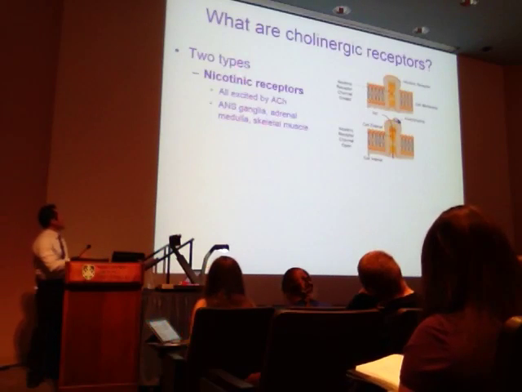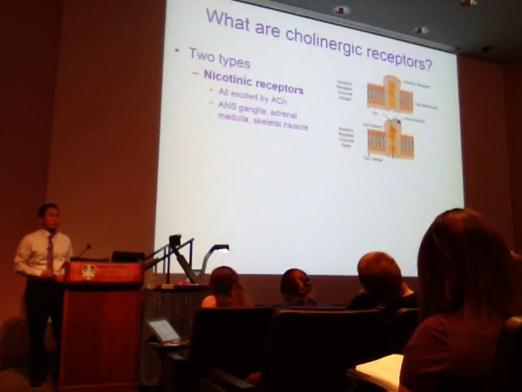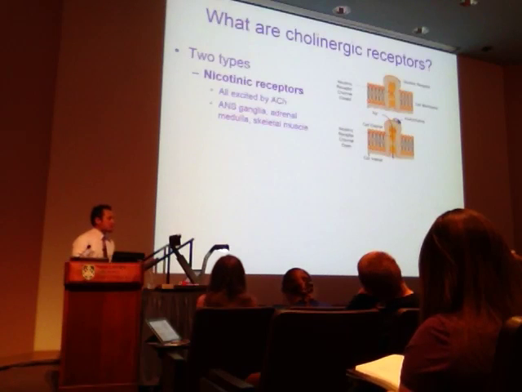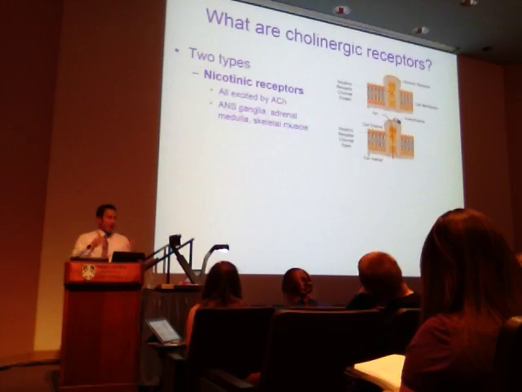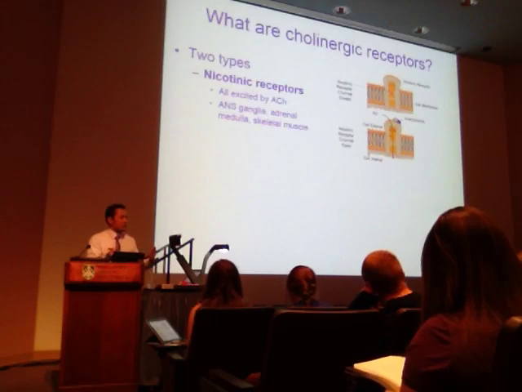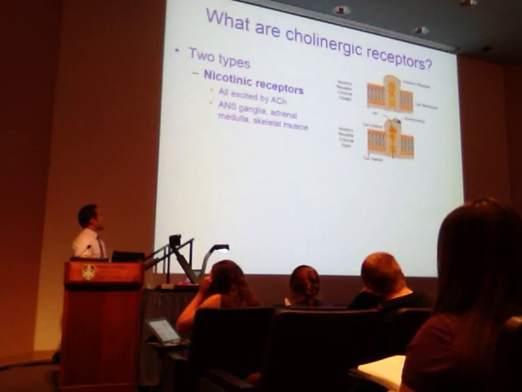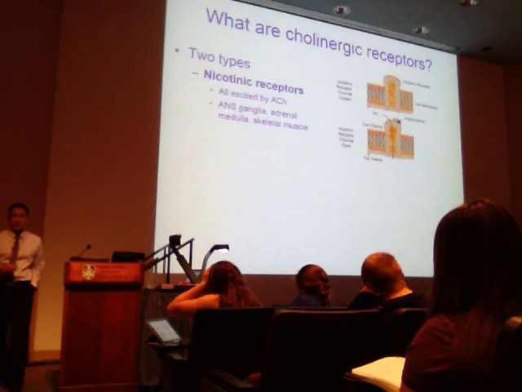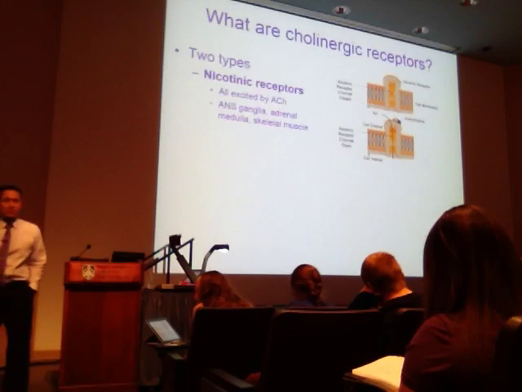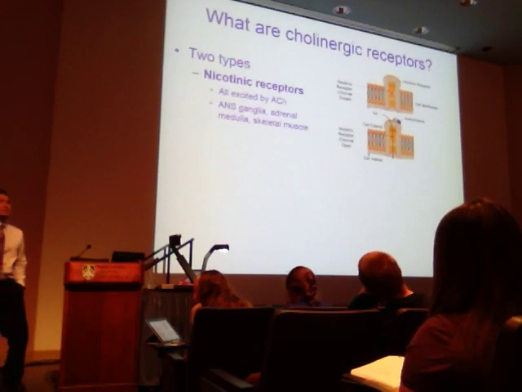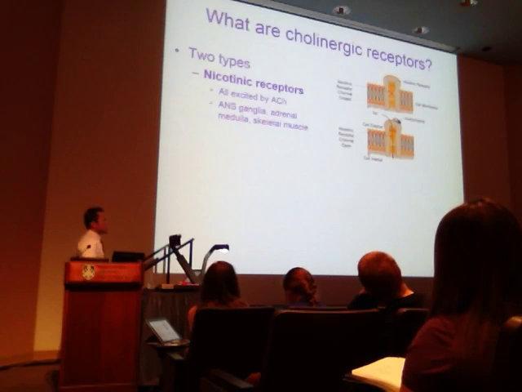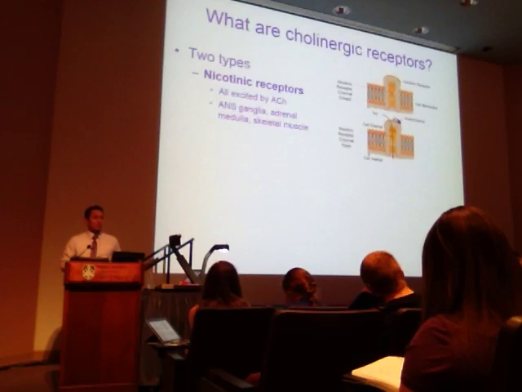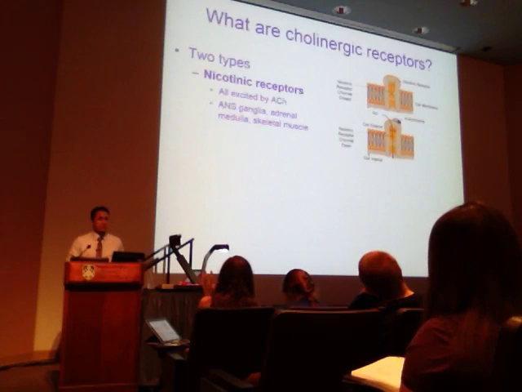We have two main types of cholinergic receptors. They're called cholinergic receptors because, why? They bind acetylcholine, so we call them cholinergic. The first family of cholinergic receptor is called the nicotinic receptor. The nicotinic receptor is a type of cholinergic receptor. Well, why is it called nicotinic receptor? Why isn't it called cholinergic receptor 1?